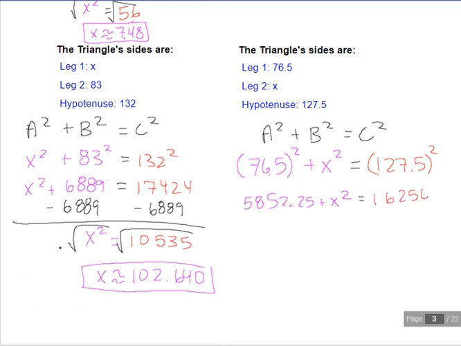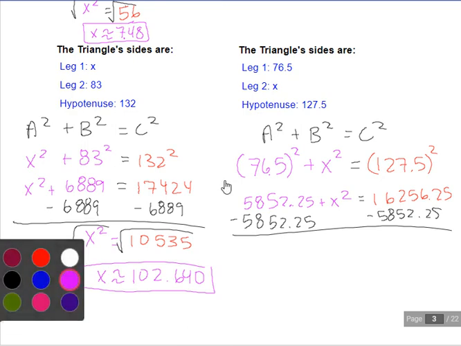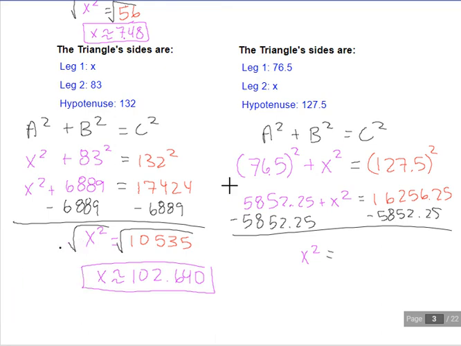All right, so subtract off to get x by itself. So our x squared value, 5852.25, should be 10,404. Okay, so once we square root, our x squared, oh look at this, or my x. Who would have thought that? Is not an approximate. X is going to be equal to 102. Very cool.